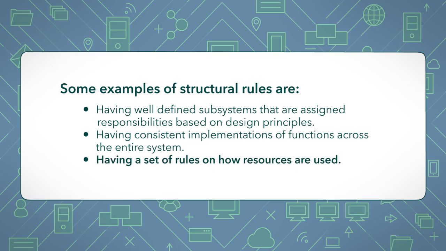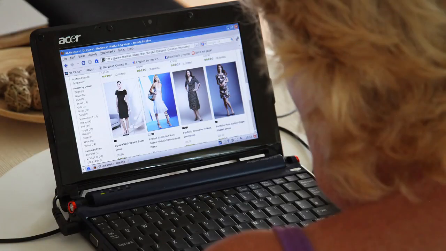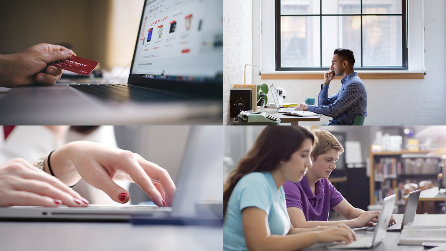Having a set of rules on how resources are used. Resources can be, but not limited to, memory, bandwidth, or threads that the system has access to. You want to have a well-defined set of rules on how the system utilizes its resources. For instance, bandwidth can be prioritized for customer transactions over queries in an online store.